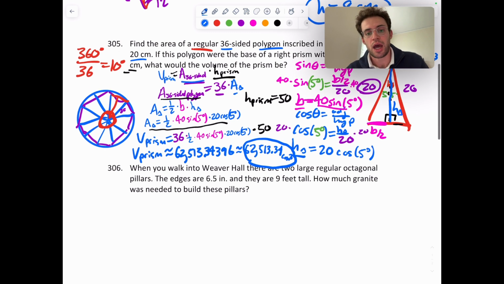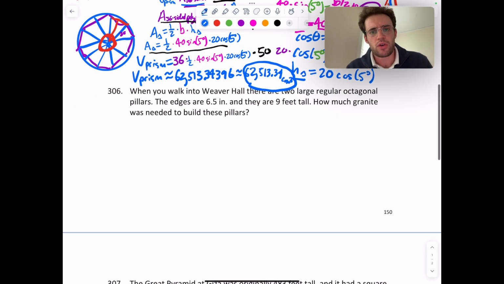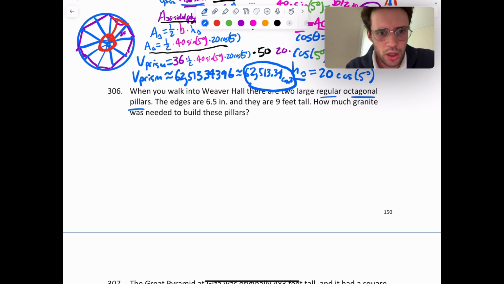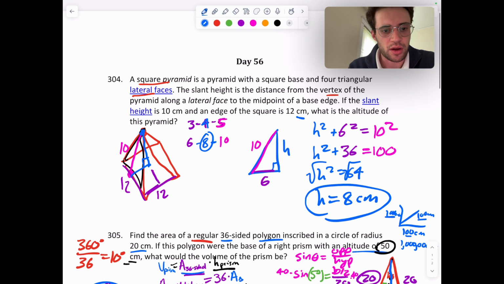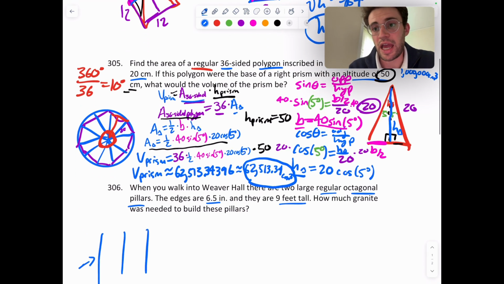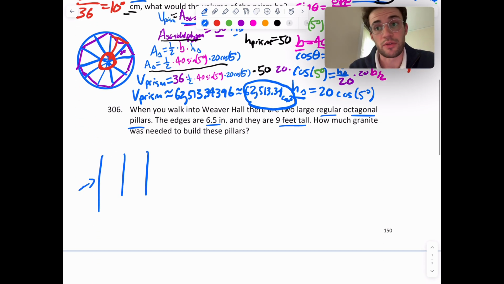When you walk into Weaver Hall, there are 2 large regular octagonal pillars. The edges are 6.5 inches, and by that they mean the edges of the base, right, the edges of the octagon, and they are 9 feet tall. I specify that because technically, right, the height could be considered an edge, right? Especially, think over here, even these would be edges, right? An edge is any line that's connecting a vertex to another vertex, so connecting 2 vertices, or 2 adjacent vertices, I should specify.